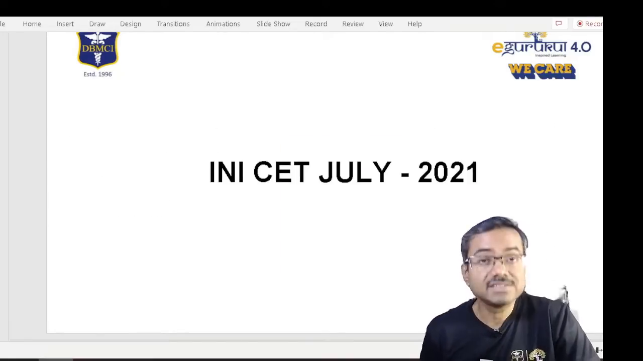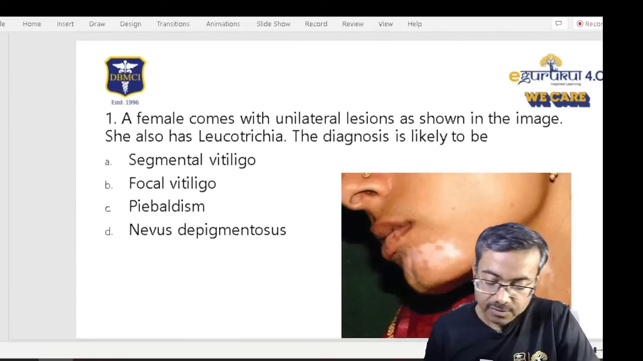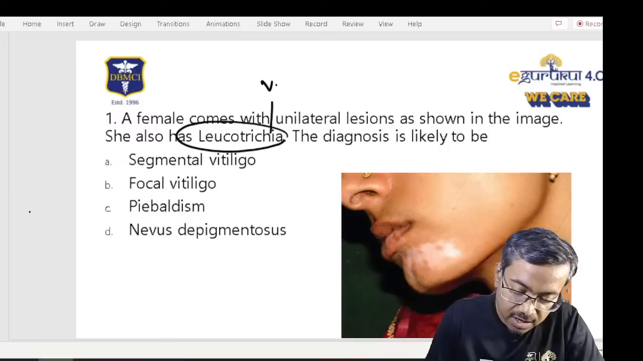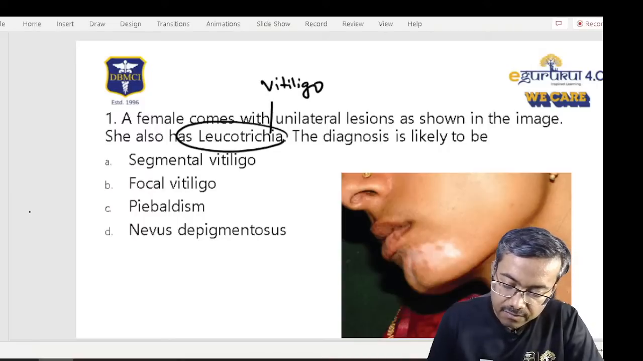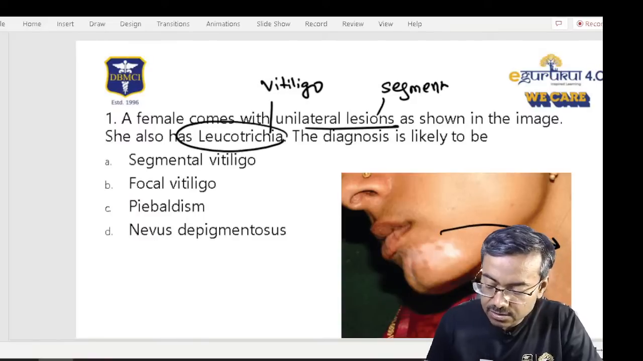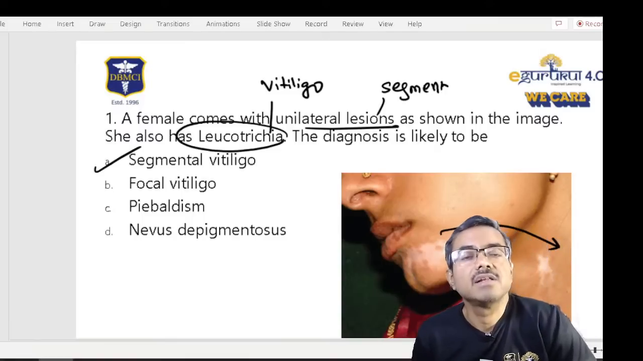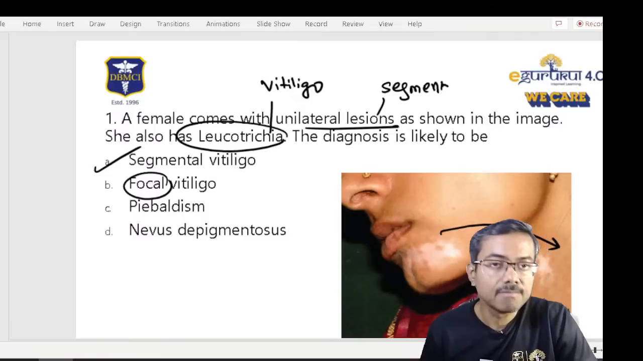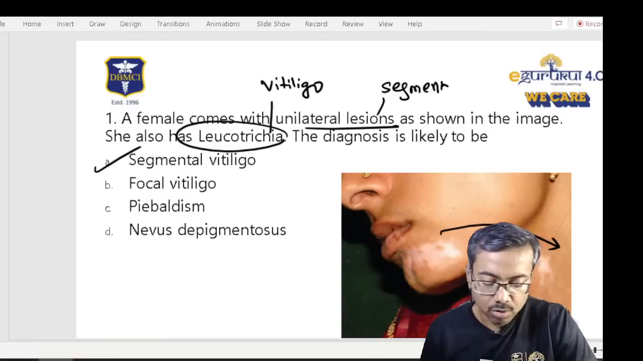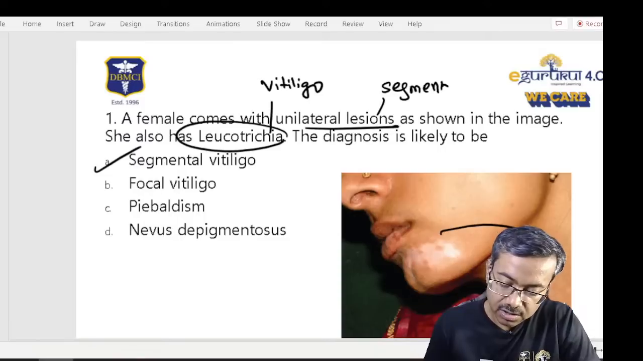Now, INICET July 21. A female comes with unilateral lesions as shown in the image. She also has leukotrichia. When you have leukotrichia, you think of vitiligo, and when it's unilateral, it comes in a segment. If I show you the image, can you join it in a segment? So obviously it is segmental. Focal would have only one lesion, and you cannot connect it in a straight line, so you would more easily call it segmental vitiligo. Simple question.